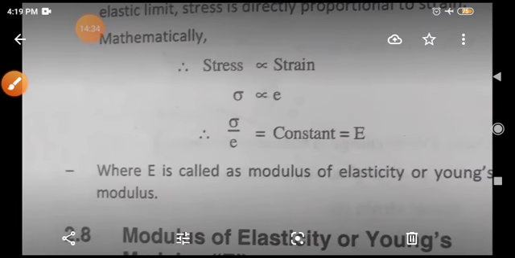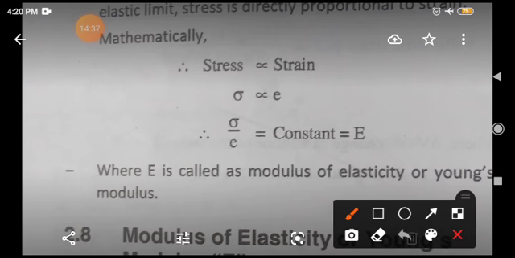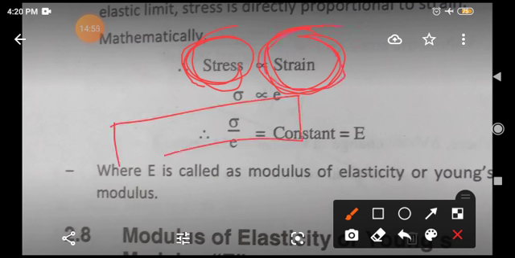We have already studied that every stress is accompanied by strain. Longitudinal stress is accompanied by longitudinal strain, then lateral strain. So within elastic limit, every stress is directly proportional to strain. That means if you are applying load P on this bar, the bar will elongate more.